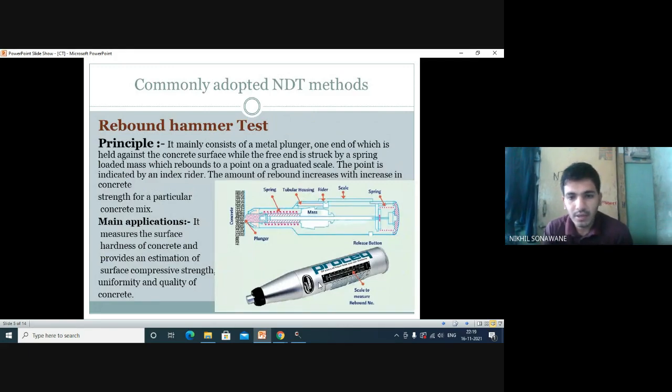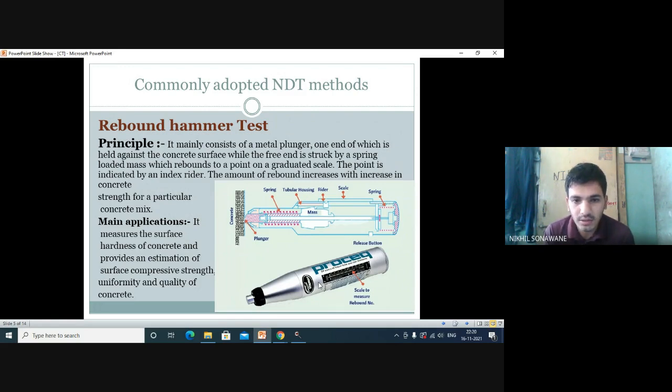In this image it is shown what the rebound hammer actually is. It is seen that there is a plunger at its front side. Then there is a spring to which a mass is attached. Then there is a scale on the rebound hammer which measures the rebound number.